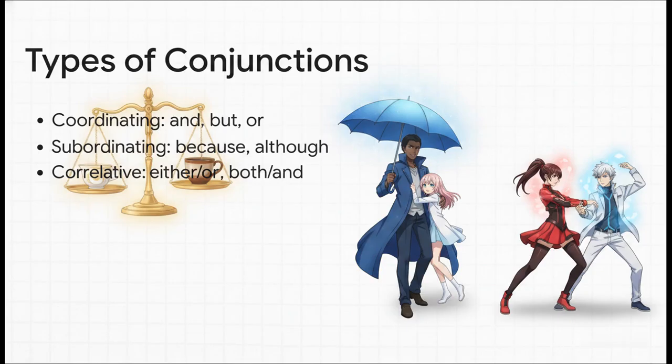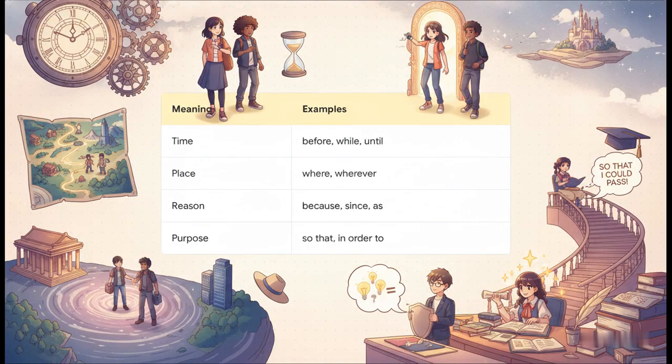And finally, correlative conjunctions. These always come in pairs, like either or, both and. They're just fantastic for creating a really nice rhythm and balance in your writing. Another great way to look at conjunctions is by their meaning and function in everyday conversation. We use conjunctions of time to show sequence, like waiting until someone comes back.